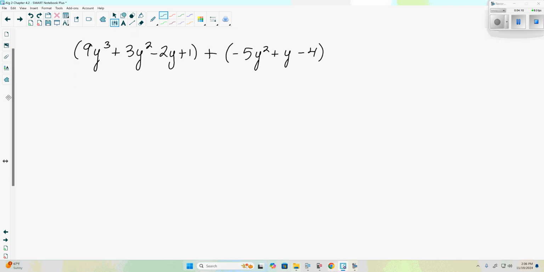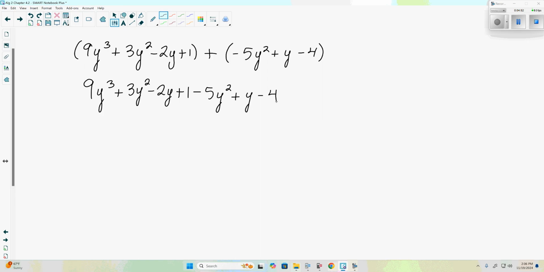Questions on this so far? Now our first set of parentheses, is there a number or sign in front of it? Is there anything in front of the first set of parentheses? No. So do I really need the parentheses? No. So we can just drop them. Well, the only thing in front of our second set of parentheses is the plus sign. So realistically, our second set of parentheses, we can drop them too. So it gives us negative 5y squared plus y minus 4.